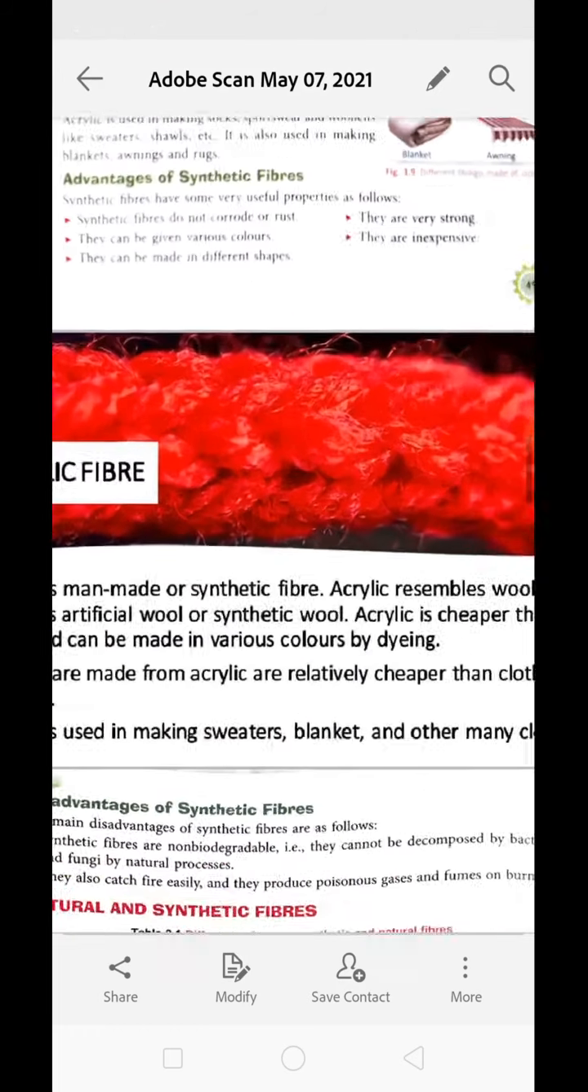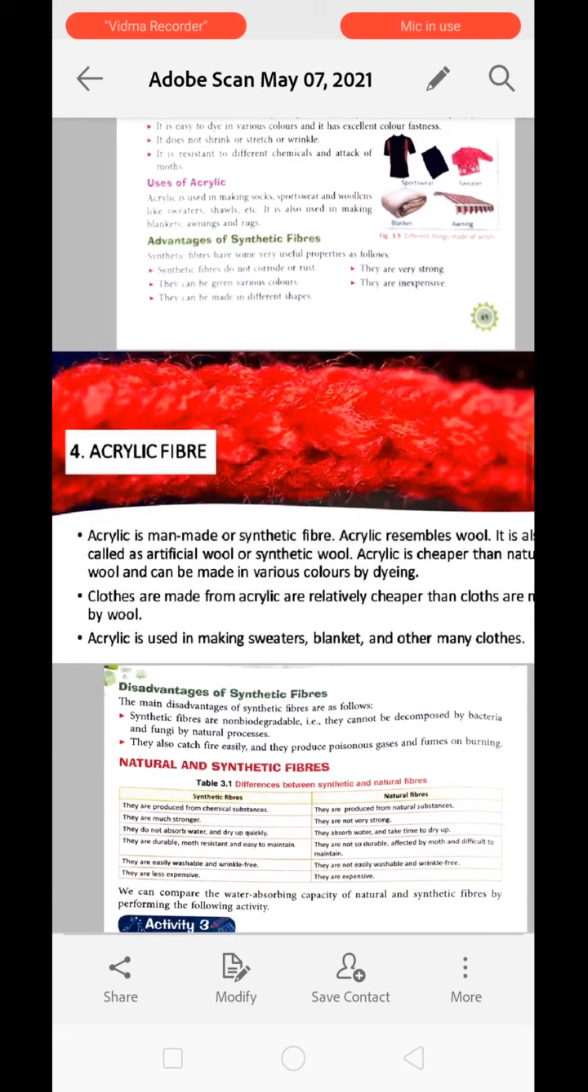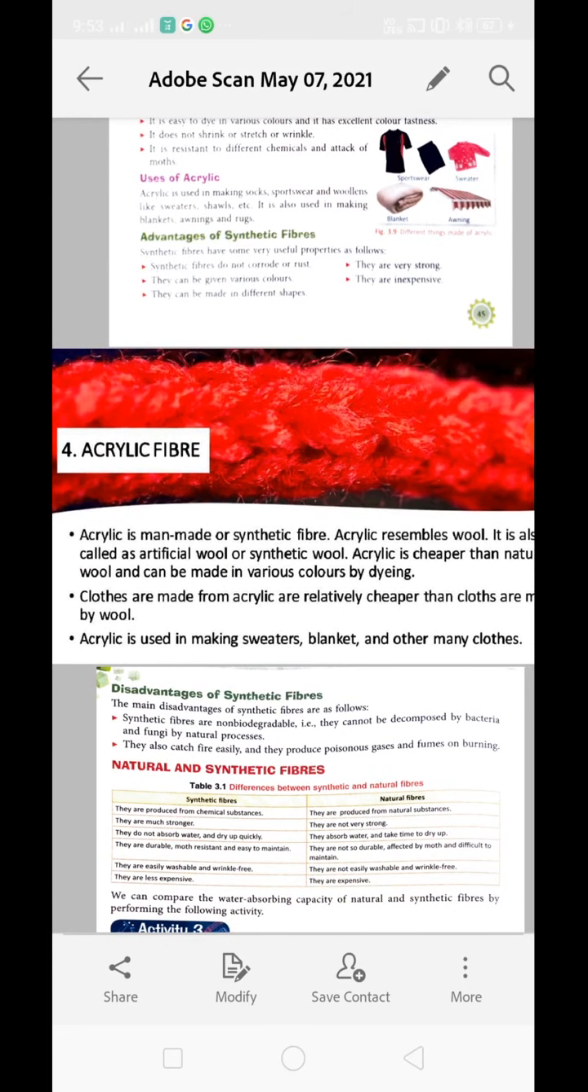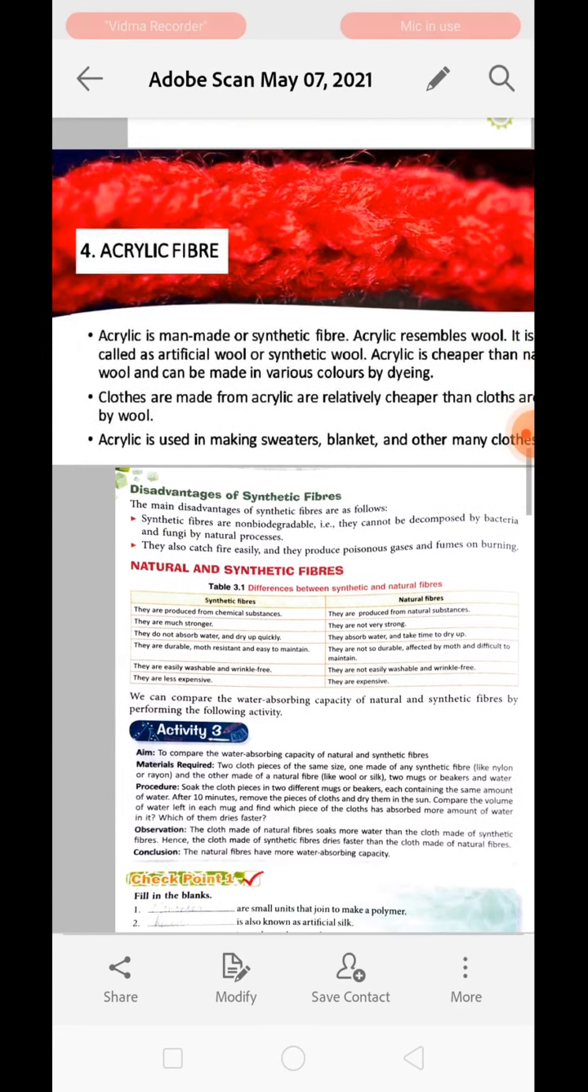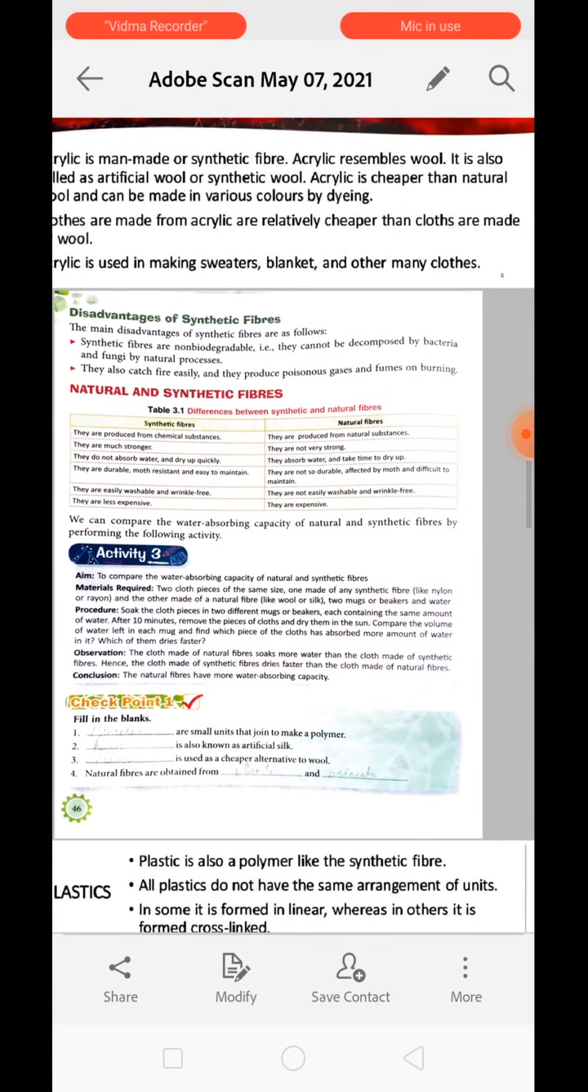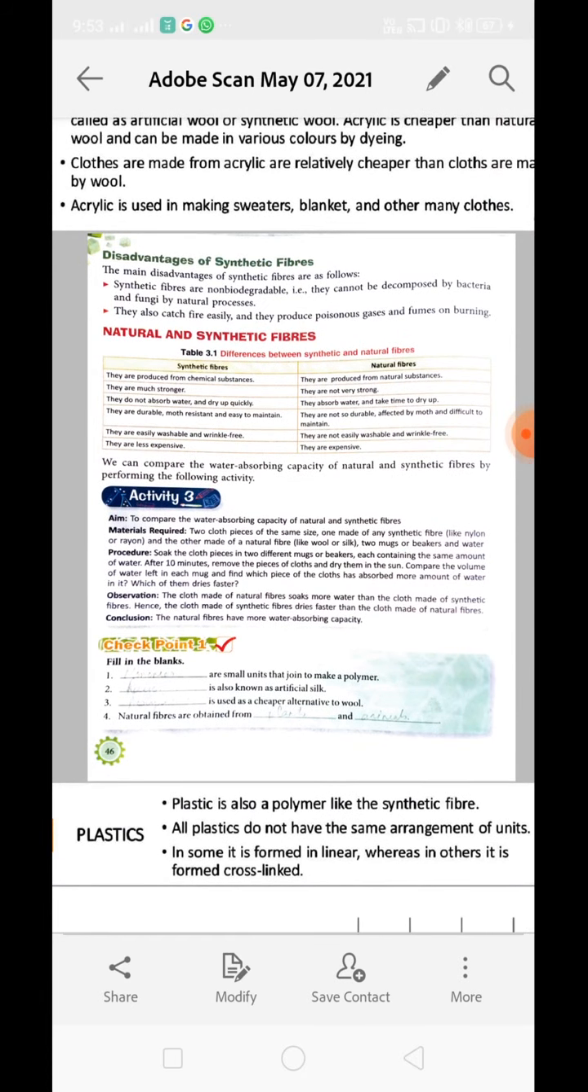Now see, this is the acrylic fiber. Does it look like wool? Now see, we have talked about advantages. Now we are going to talk about disadvantages of synthetic fiber. Synthetic fibers are non-biodegradable. That is why they cannot be decomposed by bacteria and fungus by natural process. Means synthetic fibers are not decomposed by bacteria or natural processes in nature.